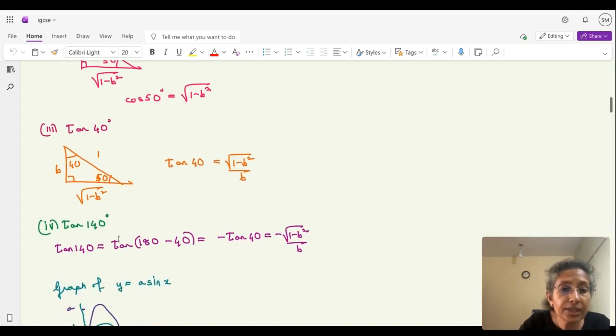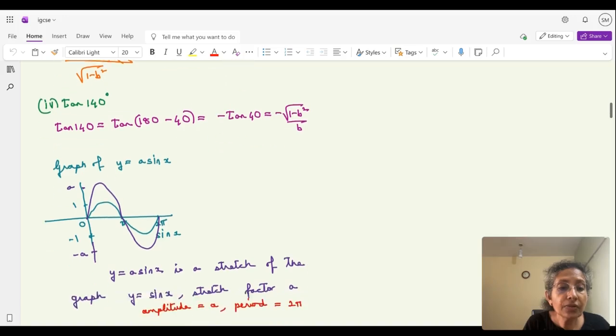Tan 140. Tan 140 is tan 180 minus 40. We are in the second quadrant. Tan is negative, and since we are measuring along the horizontal axis, tan remains tan. So it is minus tan 40, which is minus root 1 minus b squared by b.